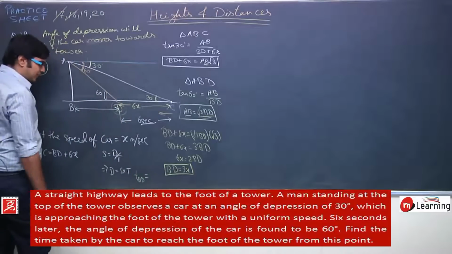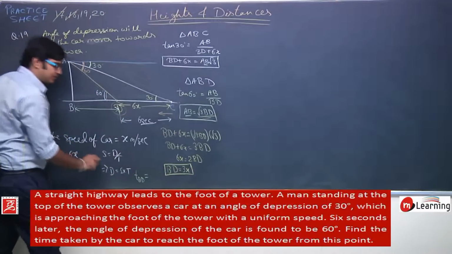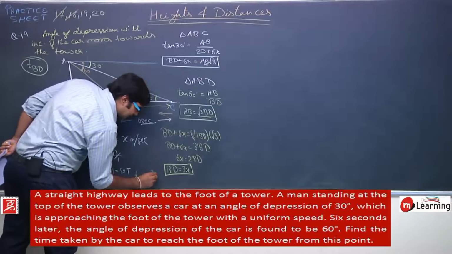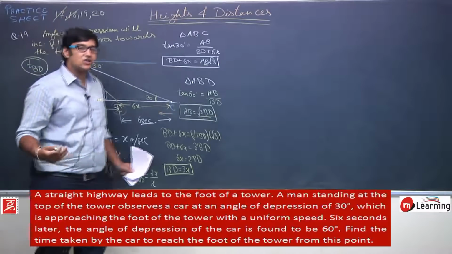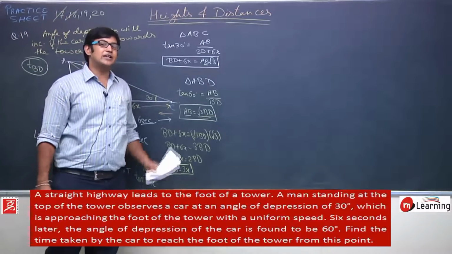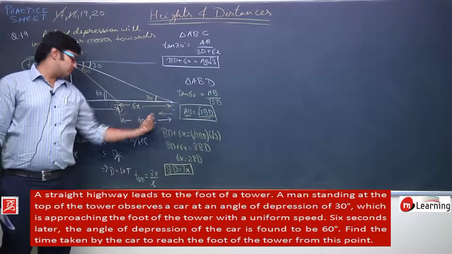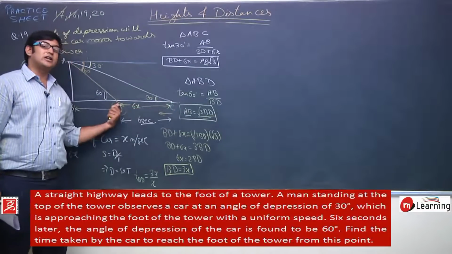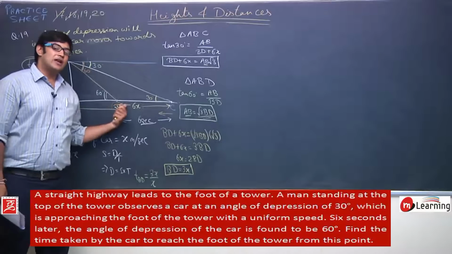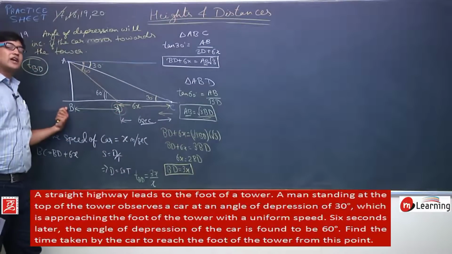distance upon speed. You can use this formula. From this formula, time is equal to distance upon speed. Distance is 3x upon speed will be x only, because the speed of the car is a constant. The car is moving at a constant speed. So if the car is moving at a speed of x meters per second from this point to this point, the car will definitely move at the same speed from this point to the foot of the tower.